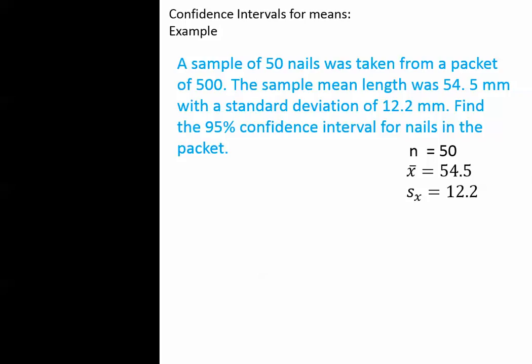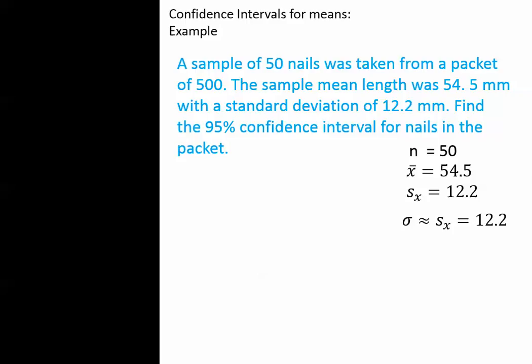Now, in the calculation to find the confidence interval, we really need to know the population standard deviation, but we don't have it here. So what we do is we assume that the population standard deviation is about equal to the sample standard deviation. So sigma, we're going to say, is about 12.2. So we need to find the 95% confidence interval for the mean.